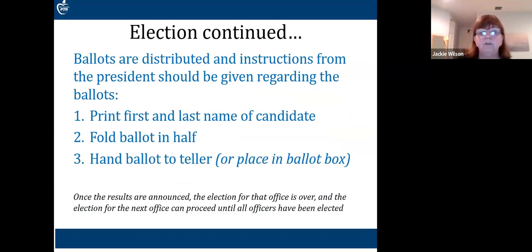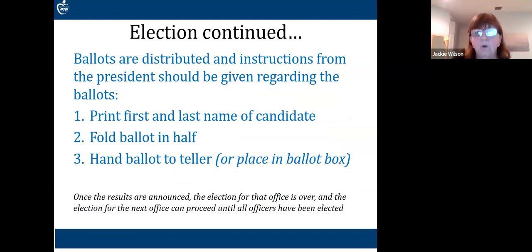Ballots are distributed and instructions from the president should be given regarding the ballots. Again, print first and last name of the candidate, fold the ballot in half, hand the ballot to the teller, or place it in a ballot box. And once the results are announced, the election for that office is over, and the election for the next office can proceed until all offices have been elected.